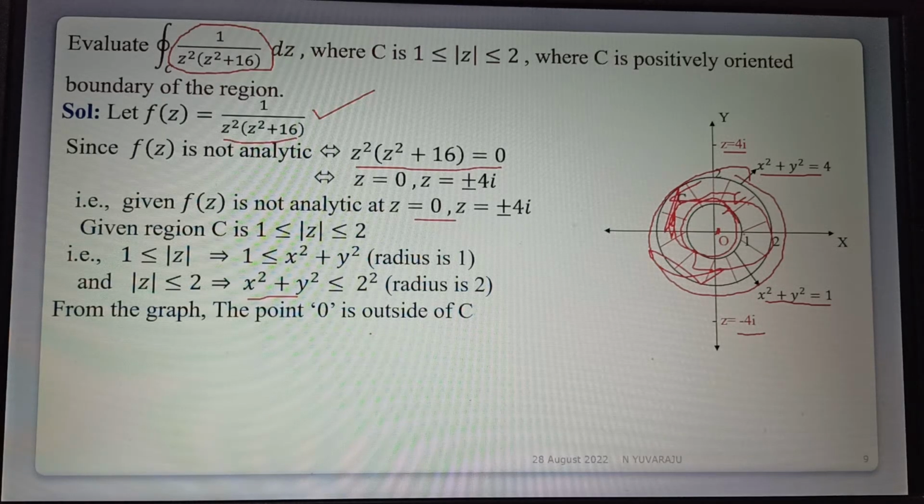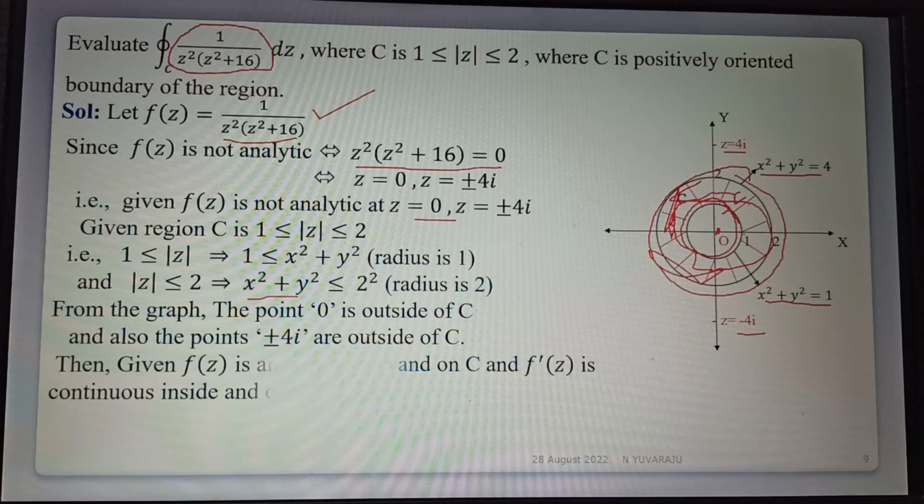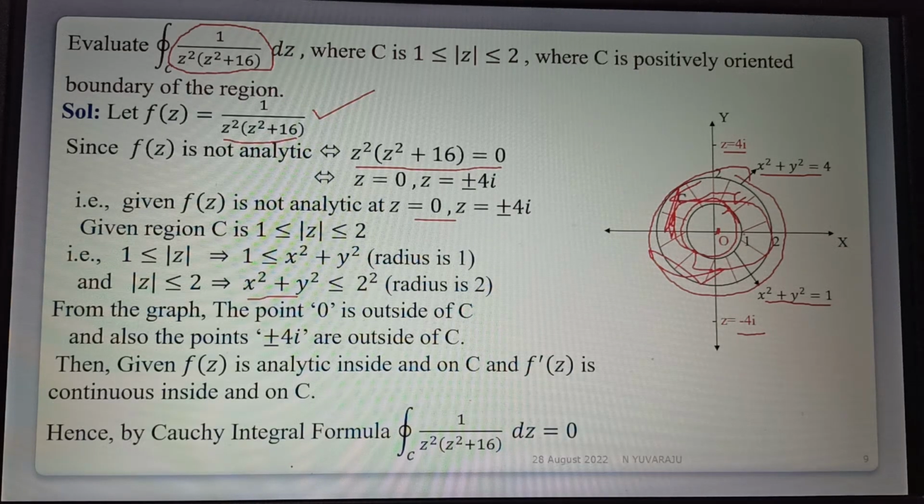So therefore, by using Cauchy's theorem, the given value automatically becomes zero. So therefore, by Cauchy's integral theorem, the integration over c of 1 by z square into z square plus 16 into dz is equal to 0.